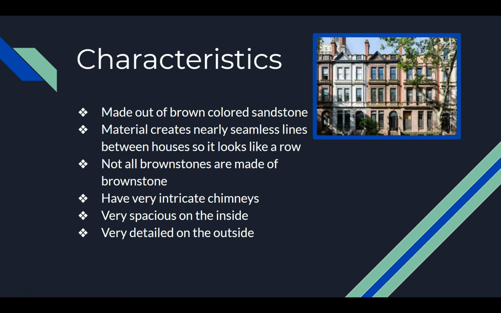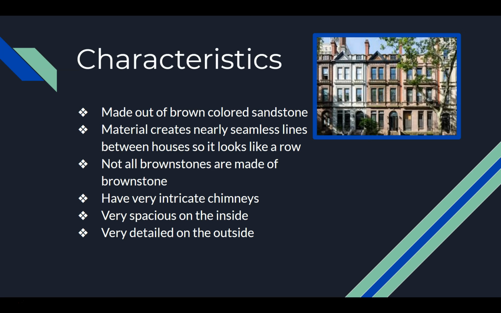For the characteristics, it's made out of brown-colored sandstone, which is where it gets its name. The material creates nearly seamless lines when you put the two houses together, and it looks really pretty from the outside. Something kind of weird is that not all brownstones are made of brownstone, because the brick originally created a house made in that style, and that style later moved on to be made with different materials. So now we mostly refer to it as this sort of style that's close and vertical, with windows close together. They also have very intricate chimneys on the inside, and they're very spacious on the inside.